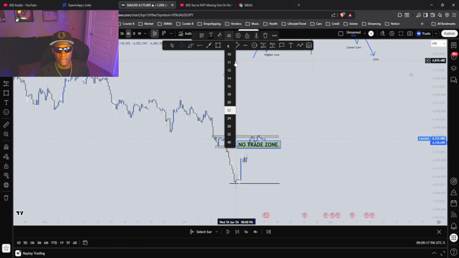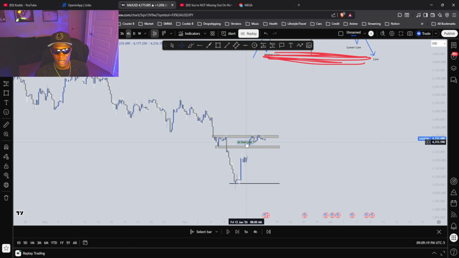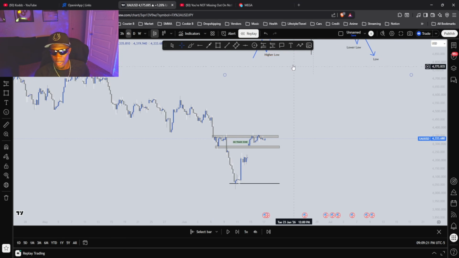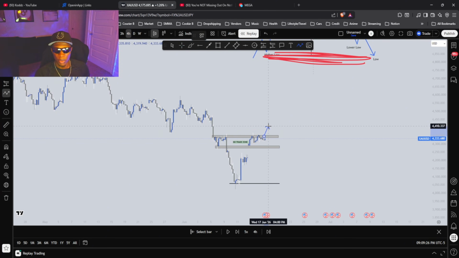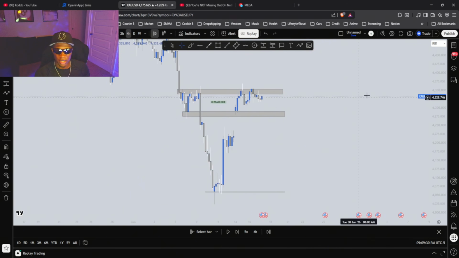I do a no trade zone. I just put it here because this is an area of consolidation where price isn't going up or price isn't going down. So we're in an area of just consolidation. So there's no point of even getting in a trade or trying to force a trade. So this is a no trade zone. This is what we call it, a no trade zone.